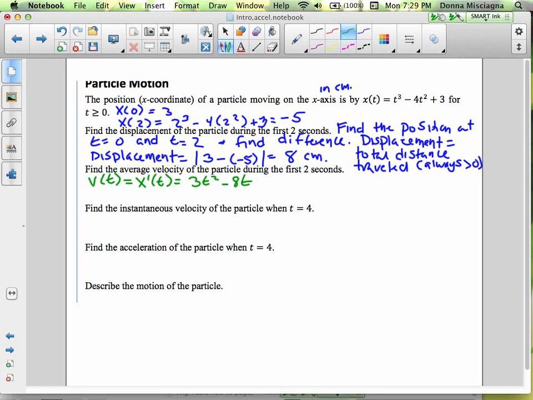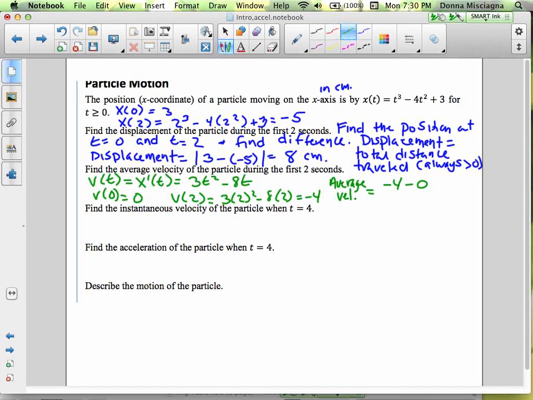All right, so v of 0 is just 0, right? So how about v of 2? So that's going to be 3 times 2 squared minus 8 times 2. All right, that'll be 12 minus 16. That's negative 4. So to find the average velocity, we're just going to find the slope of the secant line, right? But this time it's the secant line for velocity. So the average velocity is just the slope formula.